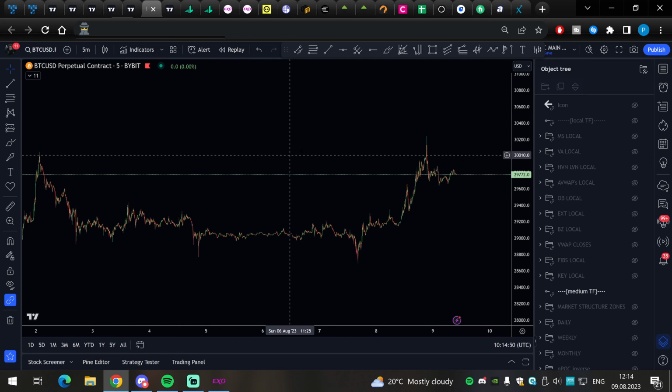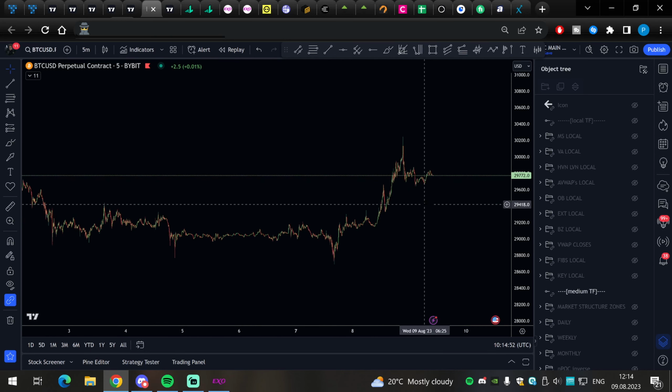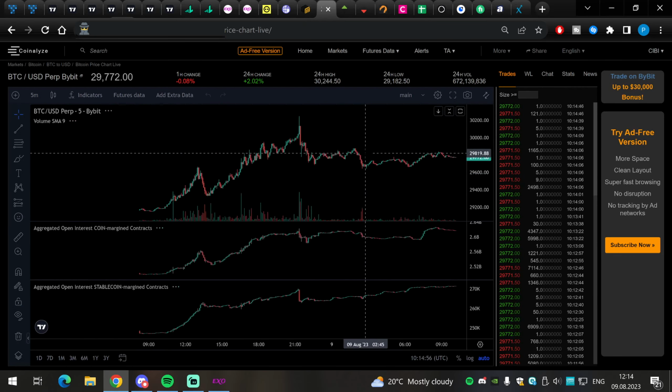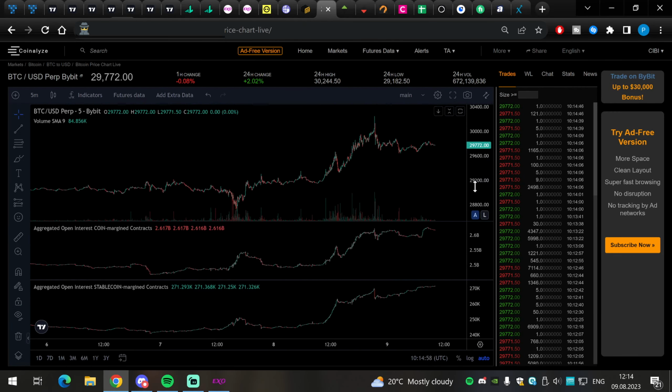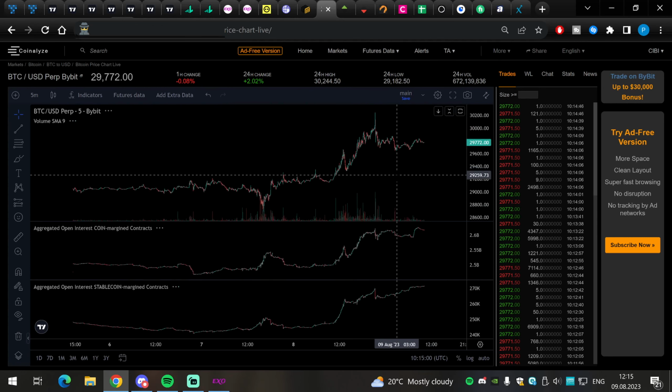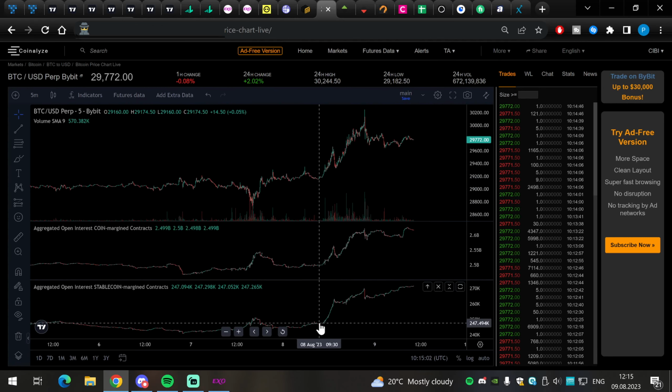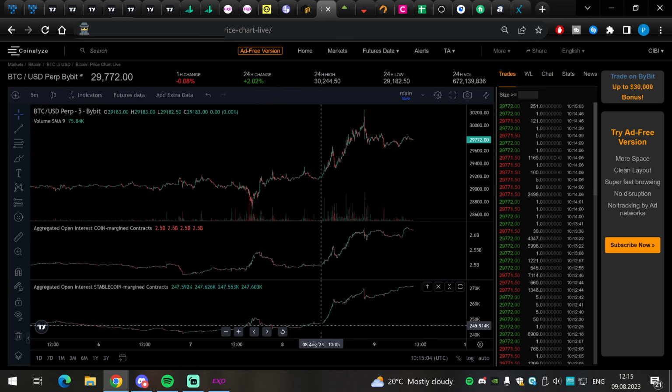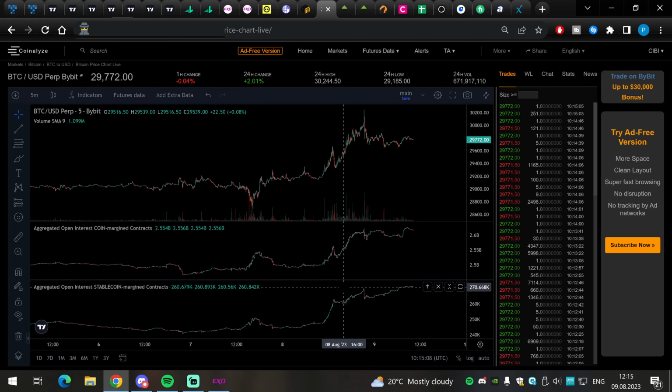Now we can discuss what can happen from here. To know the future, you need to understand open interest as well. We need to zoom out here. There is a very interesting situation. You see from this point, open interest increased from 245 to 270.